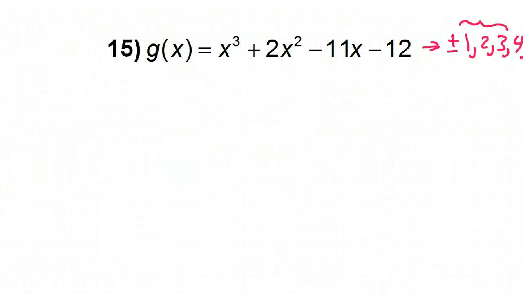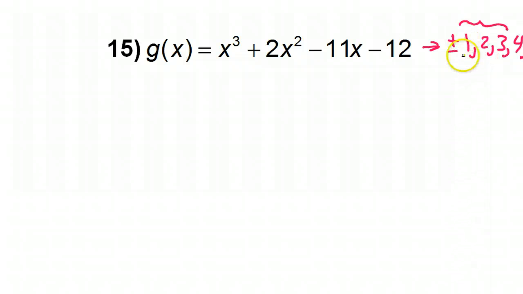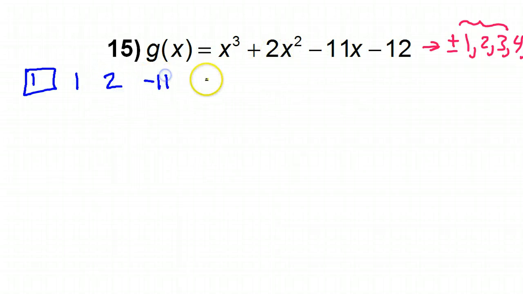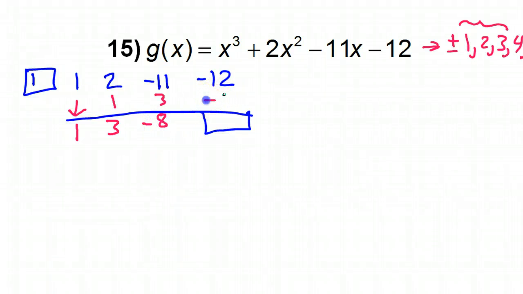Okay, anyway, might as well get started. So let's start with positive 1. In fact, you're always going to start with positive 1 and negative 1 every time. Okay, so here we go. Positive 1. And let's see, here we have 1, 2, negative 11, and negative 12. I'm leaving myself lots of space to do more. So here I bring this down. So that's going to be 1, so that's 3, so that's 3, so that's negative 8, so that's negative 8, so that's negative 20, so that's a fail. So I will go on to negative 1.